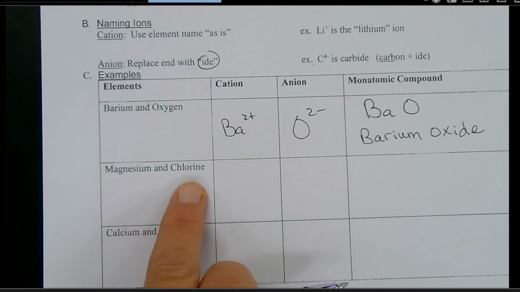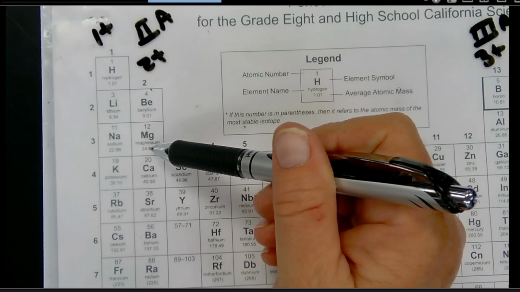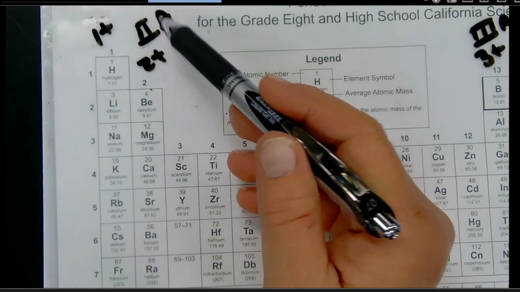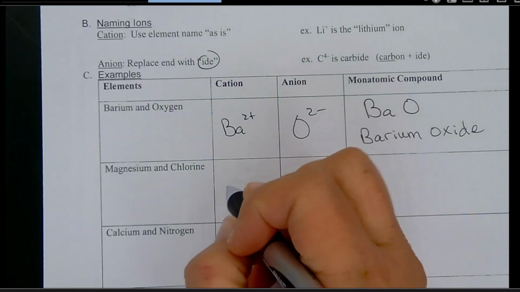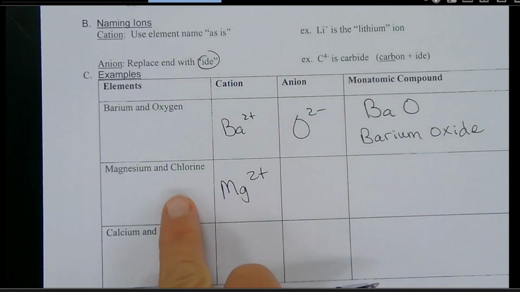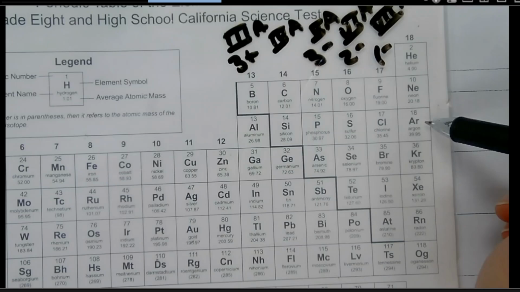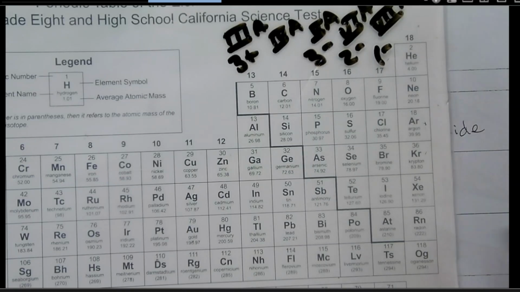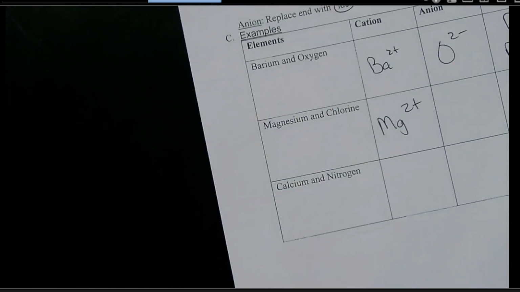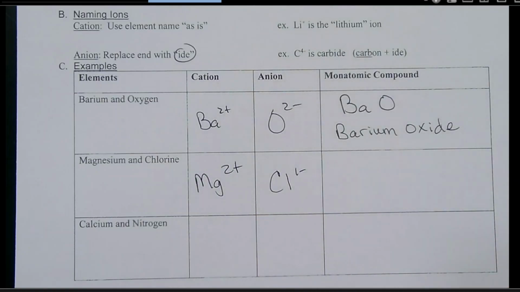We have magnesium and chlorine, so we're going to look at magnesium. Again, magnesium is a metal, so it's going to lose those 2 valence electrons in 2A to become a 2 plus. Chlorine, let's go take a look at chlorine. Chlorine's over here, and it's a non-metal, so it's going to gain those electrons. So to get to 8A column, it needs to gain 1 electron, so it's going to become a 1 minus. So chlorine is going to be a 1 minus.